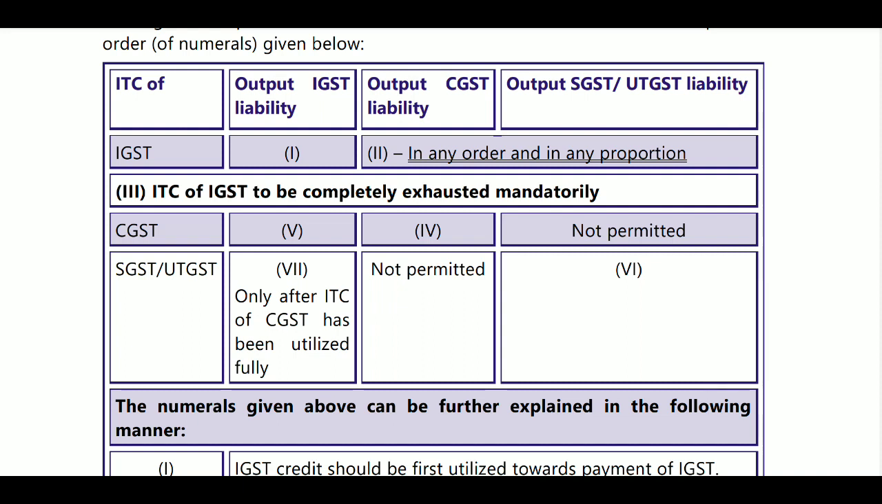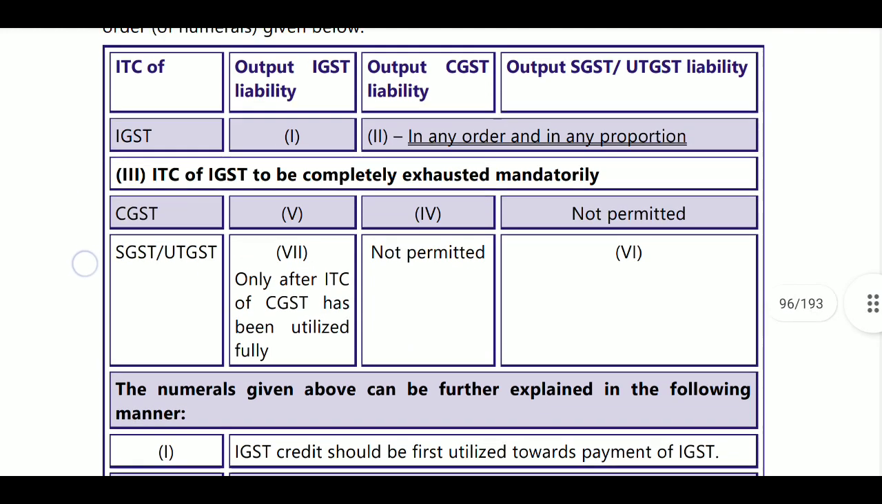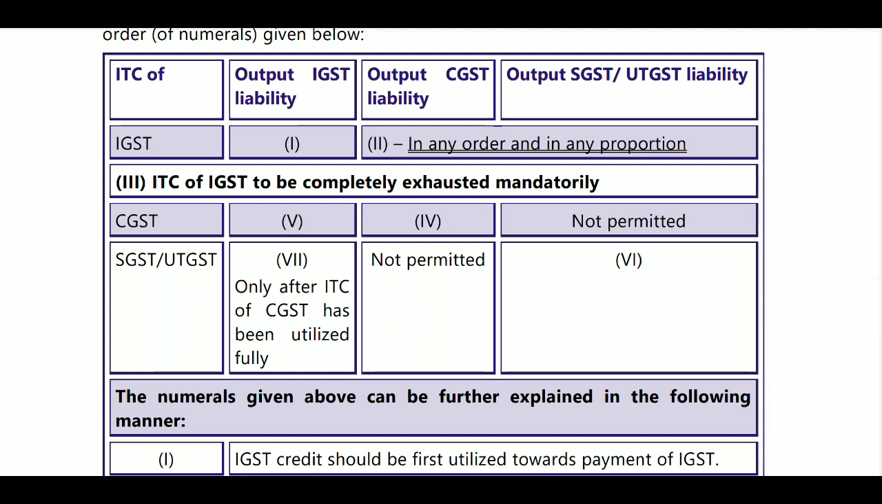So IGST credit will first be used for IGST liability, and after that you can use it for CGST or SGST. IGST credit will be allowable for CGST, not for SGST or UTGST. Next, if you have CGST, SGST, UTGST credit, then SGST credit is utilized only after ITC of CGST has been utilized, and the remaining amount will be allowed against output SGST or UTGST liability, not permitted against CGST liability.